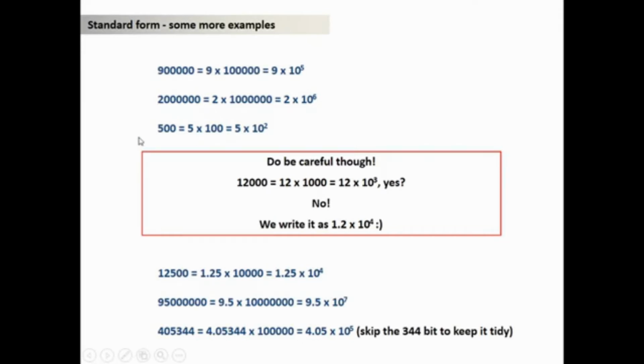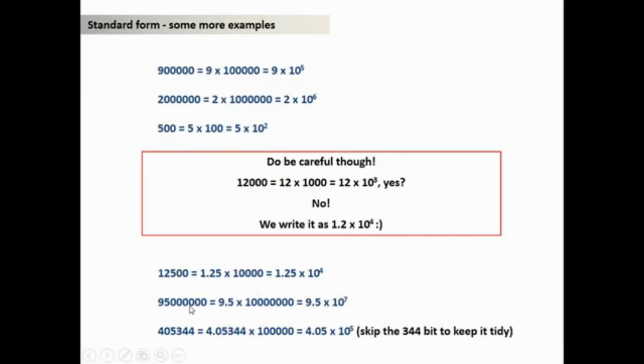Do be careful though. 12,000 is 12 times 1,000, and that is 12 times 10 to the power of 3. Is that a standard form? Is that how we write it? No. We write 1.2 times 10 to the power of 4. We have to have one complete digit before the decimal point. So, for instance, if you have 12,500, you write 1.25 times 10,000, and that is 10 to the power of 4.